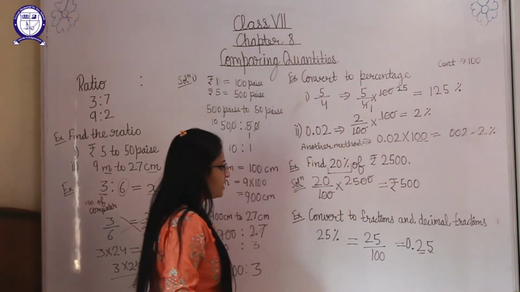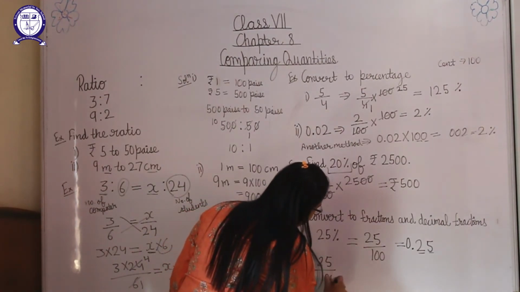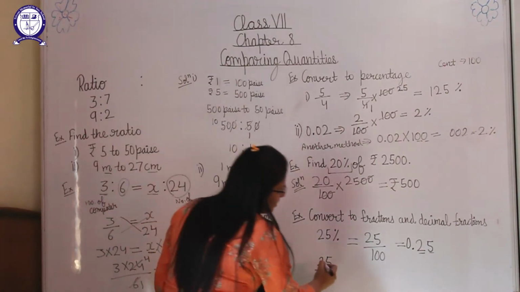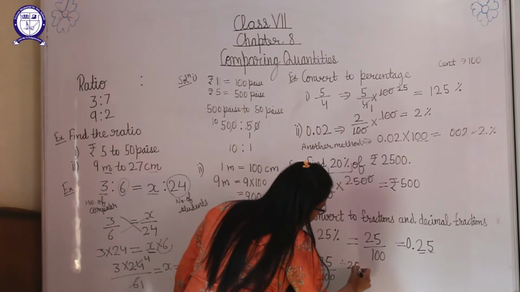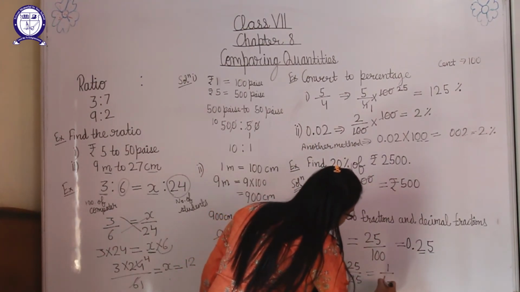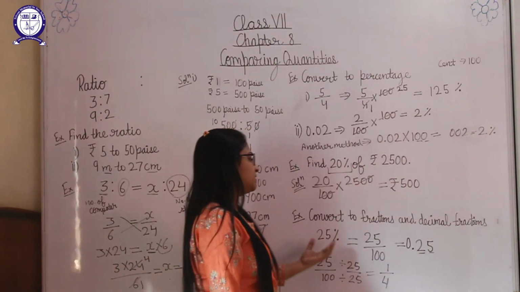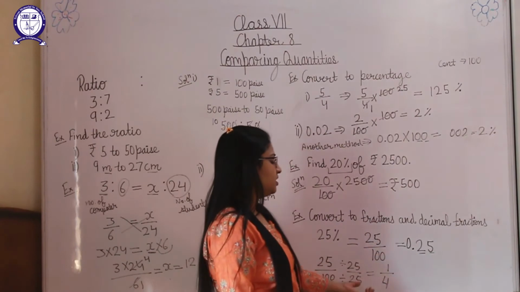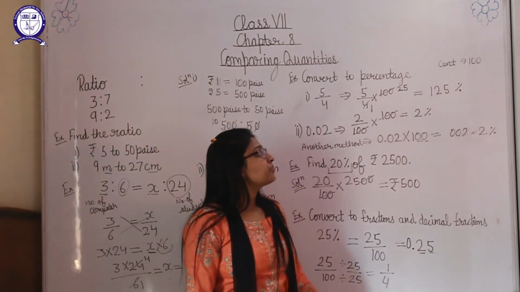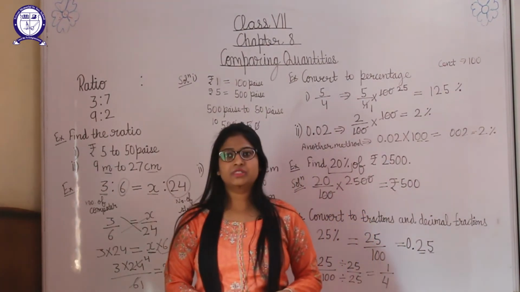Now students, if they are asking about the simplified form, it means 25 by 100 is here, we need to change it into the lowest form. So these two are divided by 25, as we know. So 25 ones will be 25 and 25 fours will be 100. So this is in the simplest form. 25% in the simplest form is 1 by 4. So students, here we covered the topic of ratio and percentages.